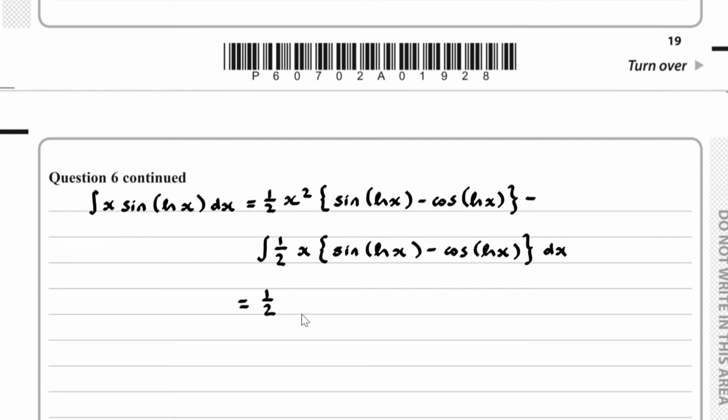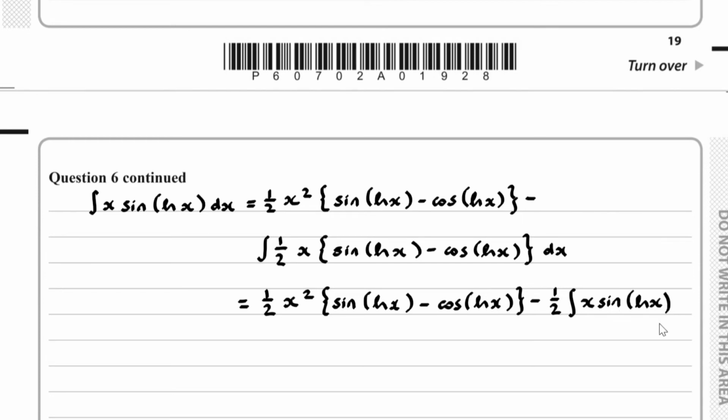for the integral. So I've got 1/2 x squared times the sine of the natural log of x minus the cosine of the natural log of x, subtract 1/2 times the integral of x times the sine of the natural log of x, and then we've got plus 1/2 times the integral of x times by cos of the natural log of x dx.